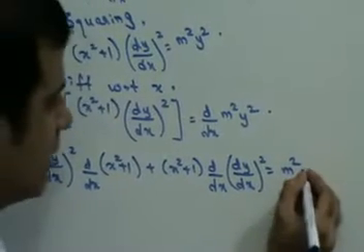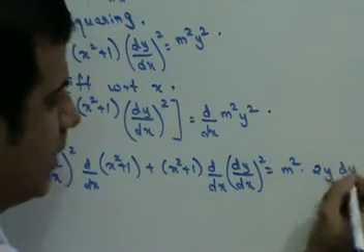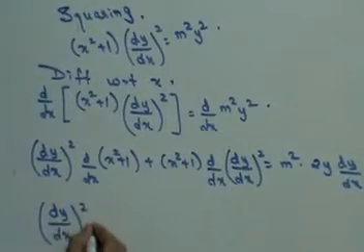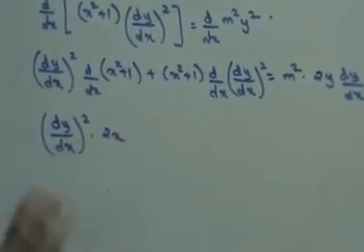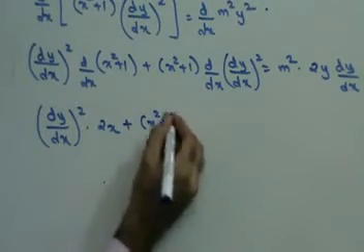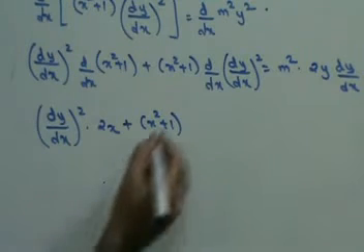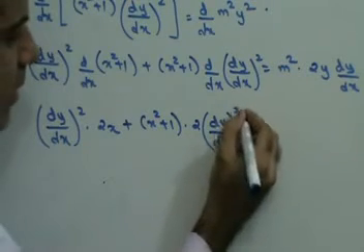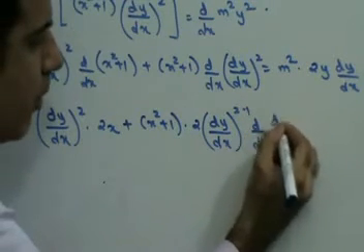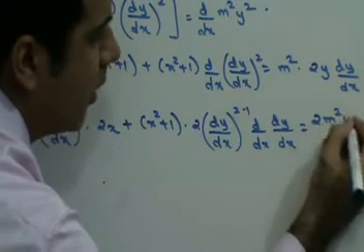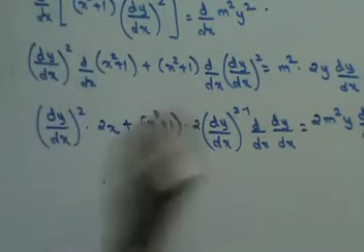d by dx of y square is nothing but 2y dy by dx. Right? Now this can be written as dy by dx the whole square into d by dx of x square is 2x. 1 is 0, I need not write that, plus x square plus 1 d by dx of dy by dx the whole square, u raised to n, n u to the n minus 1 d by dx of u, is equal to 2m square y dy by dx.